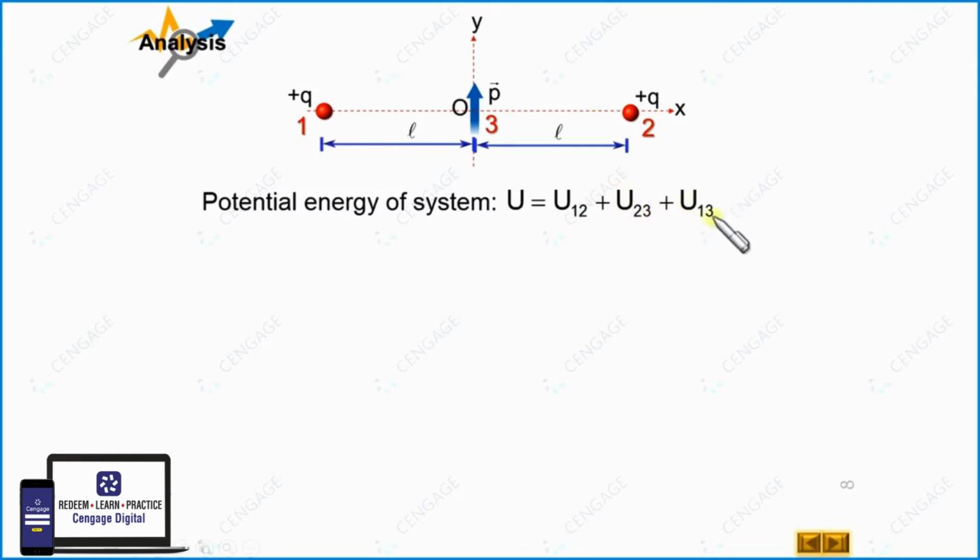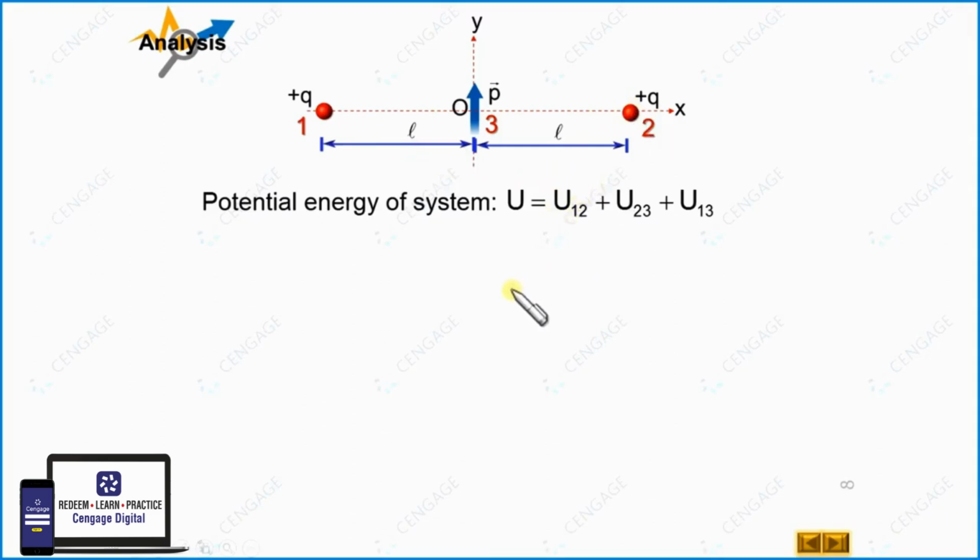Here again we can write U13 or U31, and this can be written as U12 or U21. Both results will be the same. First of all, we can write the direct expression for the potential energy of these charged particles, which gives U12.